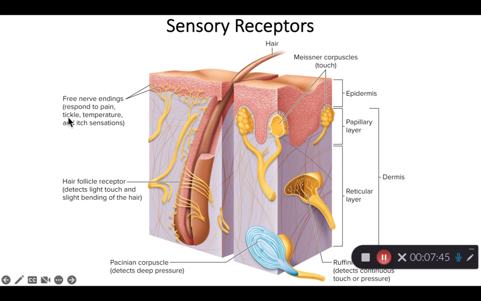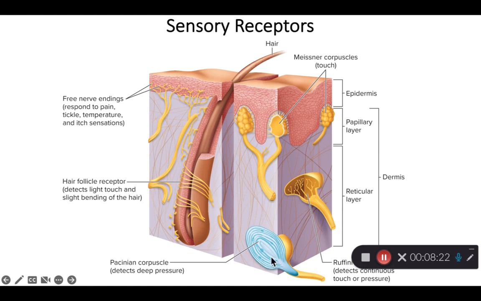You might have tickle receptors, temperature receptors, which again, are going to detect changes in temperature, itch sensations, all kinds of sensory structures. Many different senses are due to these free nerve endings. The larger nerve endings are corpuscles. So you've got these Meissner corpuscles, which are going to be part of your sense of touch. Deeper down, you might have a Pacinian corpuscle, which is for pressure.